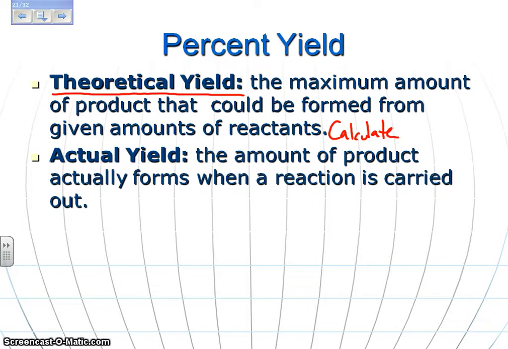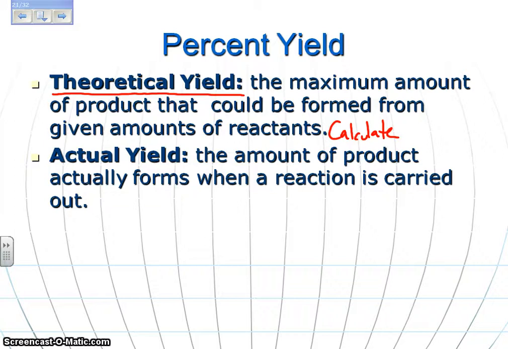The difference between the theoretical yield and the actual yield is that the actual yield is the amount of product which actually forms when a reaction is carried out. In theory, all reactions are 100% efficient. However, in chemistry, in actuality, when we actually do the experiment, we don't always get 100% efficiency. Some product ends up getting lost in the beaker, or the reactants don't go to full completion, or whatnot. For some reason, we don't always get 100% efficiency.